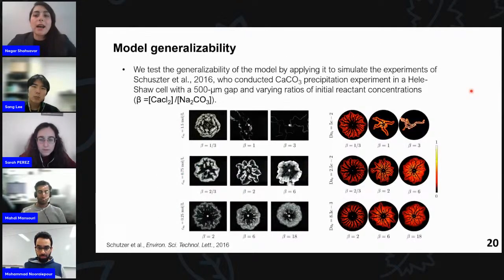We wanted to test our model beyond the set of experiments we have performed. Specifically, we used our model to simulate the experiments conducted by Schutzer et al. They conducted a calcium carbonate precipitation in a Hele-Shaw cell with a much larger gap thickness, in this case 500 microns. And they had different initial concentrations of reactants. From bottom to top, they increased the initial concentration, and from left to right, they increased the ratio of initial concentration, or beta, which is the ratio of the initial concentration of calcium chloride and sodium carbonate.